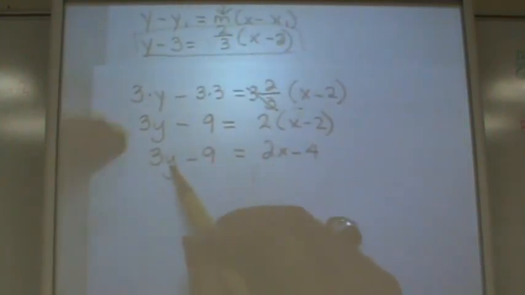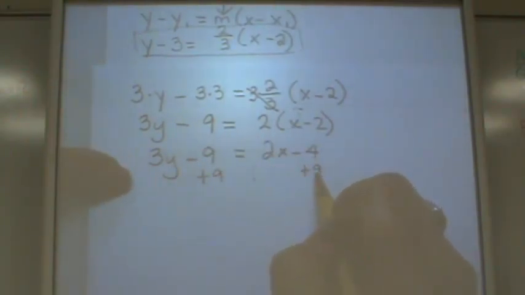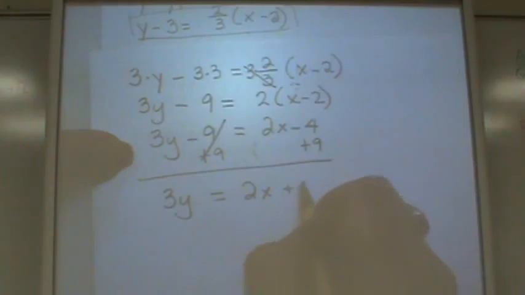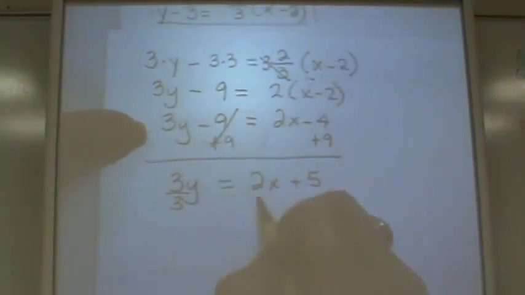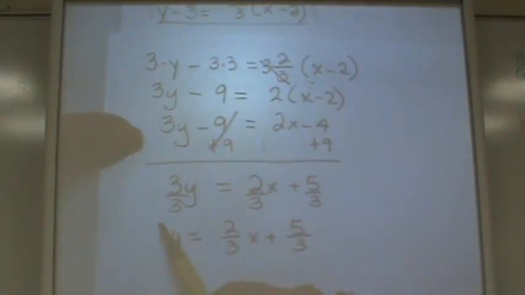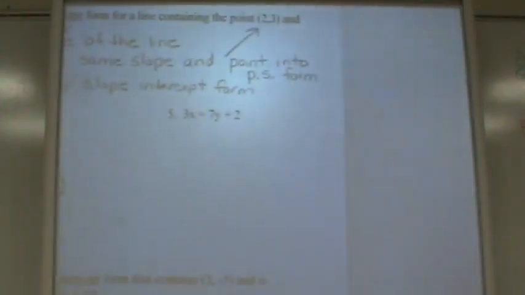And now we're going to solve this, get y by itself. So we need to add 9. So 3y is equal to 2x plus 5, and now divide everything by 3. So you will notice that this is the equation of our line. It passes through 2, 3, and it has the same slope. It's parallel to that original line. So that's the answer.